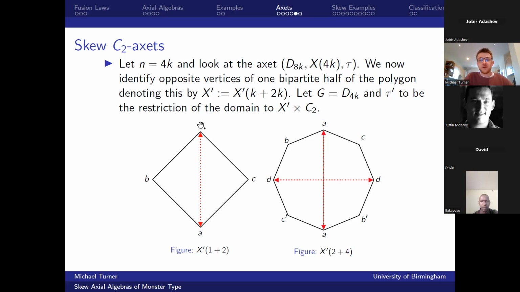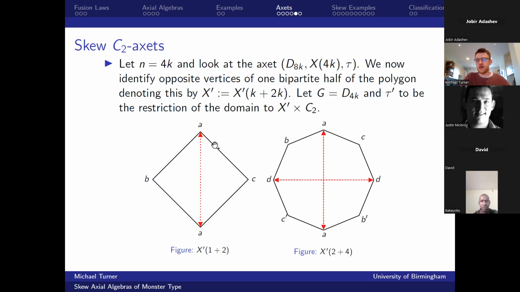So we start with a square for K equals 1. And what we do is identify the top and the bottom vertex together. So this is now just one vertex A. We don't do anything to the odd half of the bipartite polygon. So B and C are just going to stay the same, and we're not going to say they're equal to themselves or anything else.